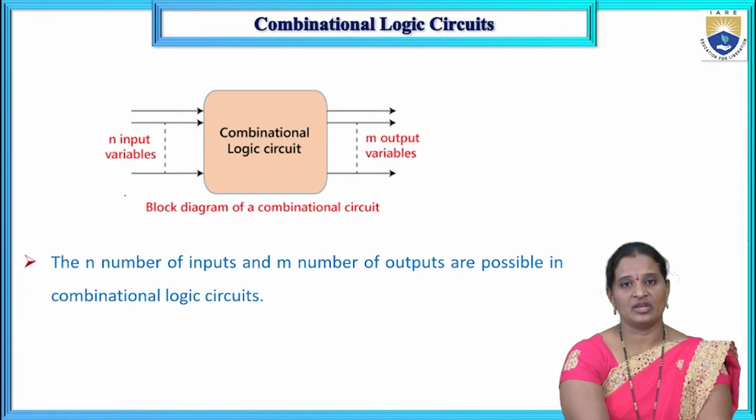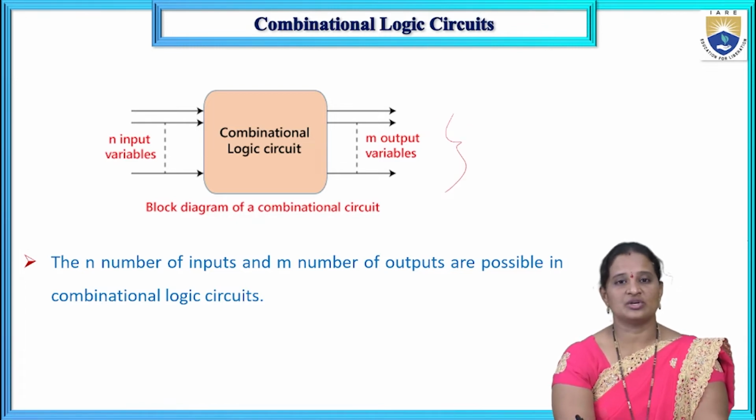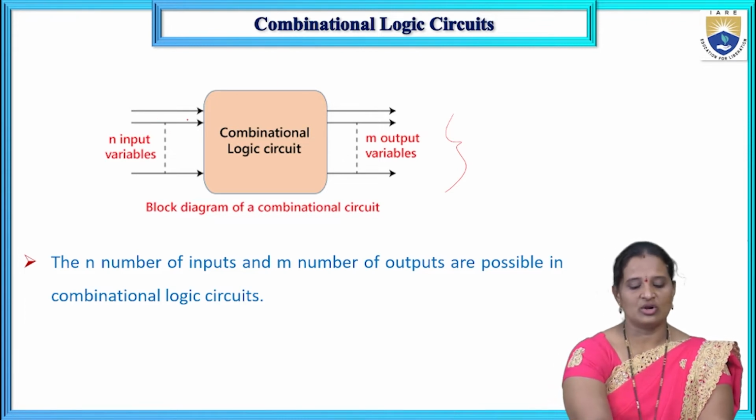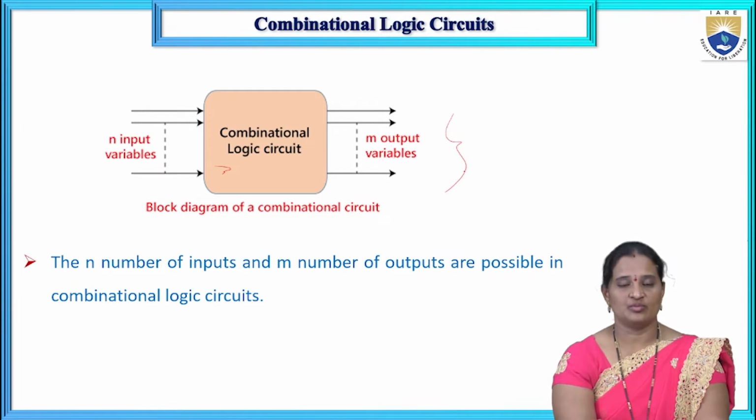Here we have input variables as well as output variables. As I said, a combinational circuit may have n number of inputs and m number of outputs. So n and m may be any integer, right? These are the n input variables and these are the m output variables, where it does not have any feedback or memory element.